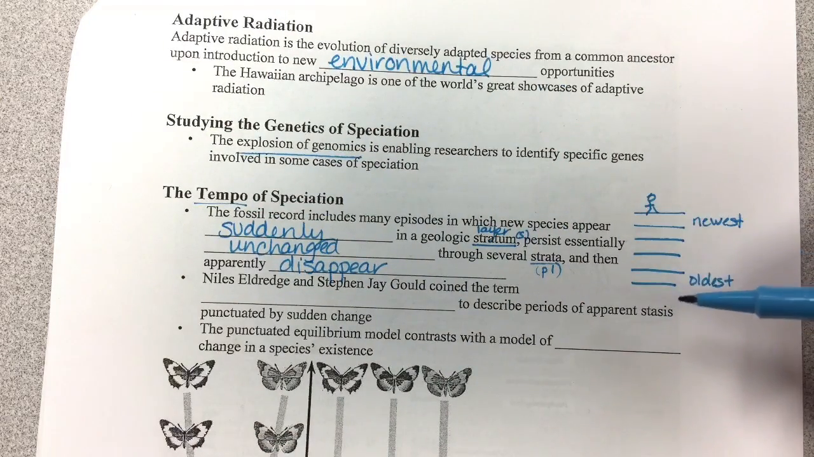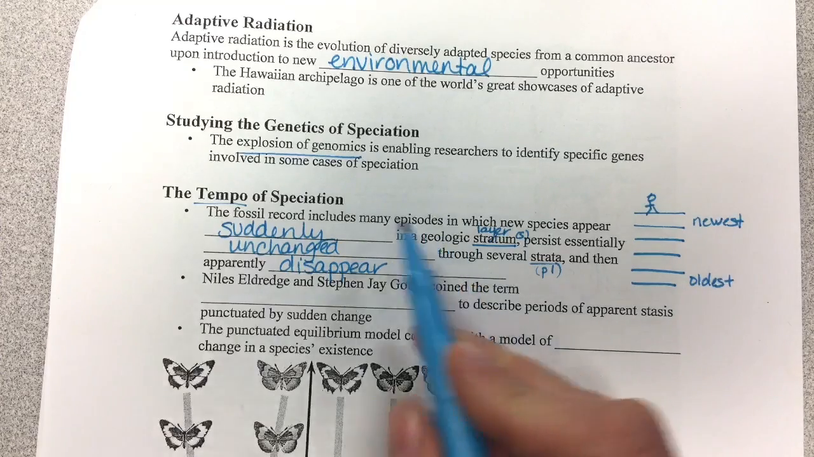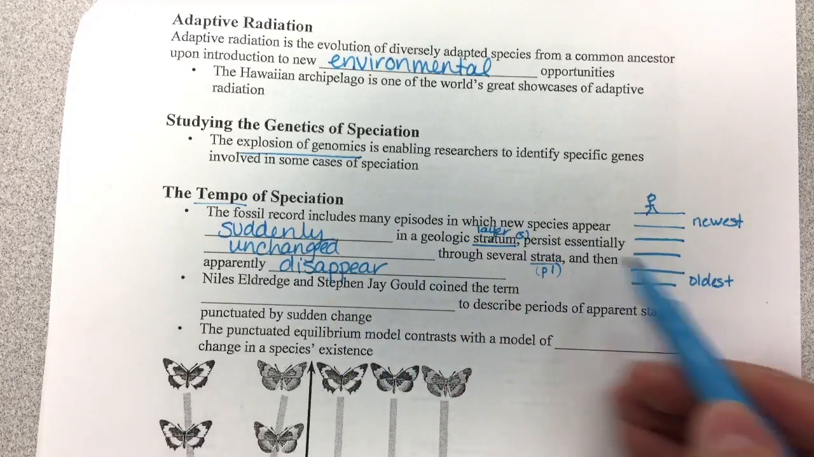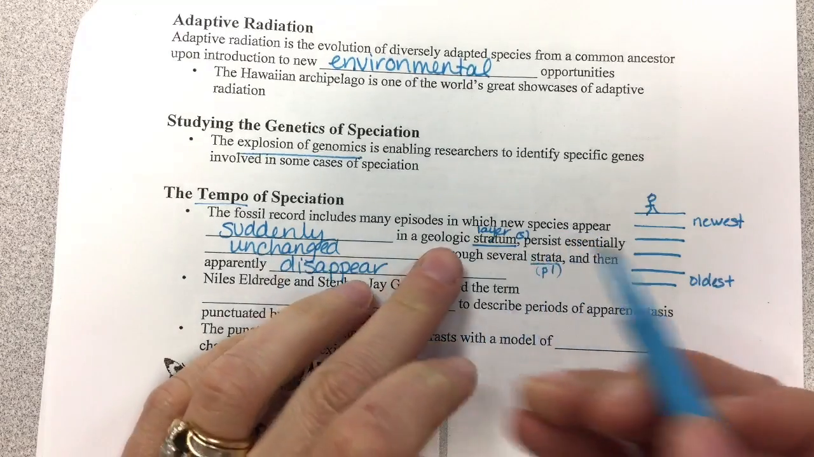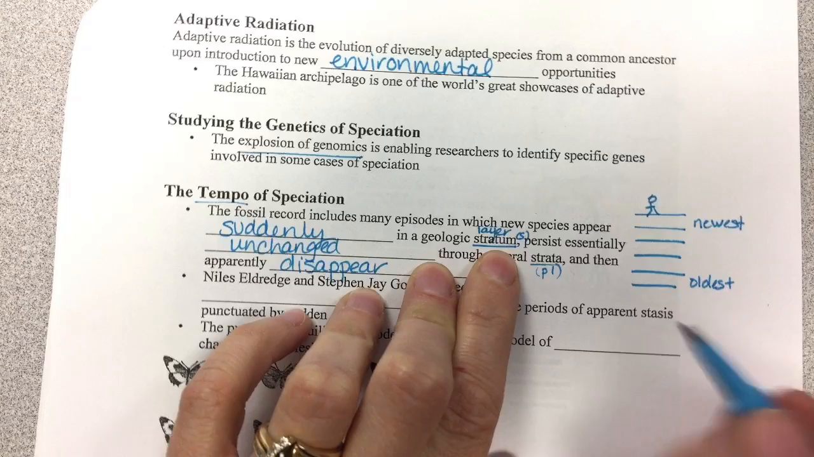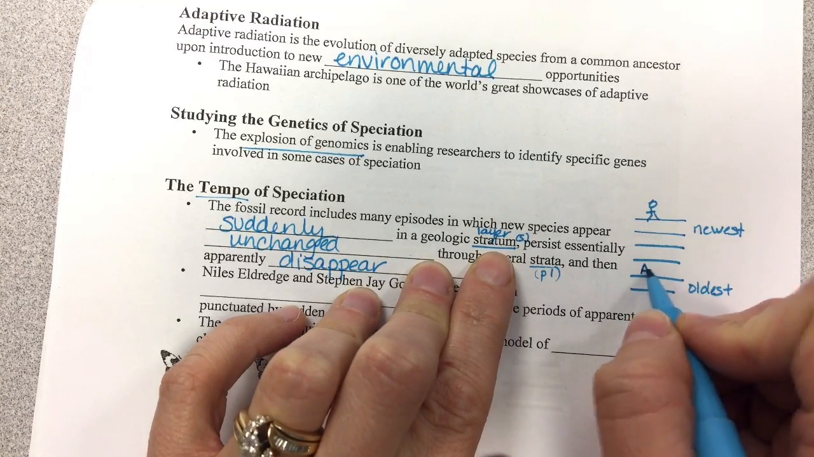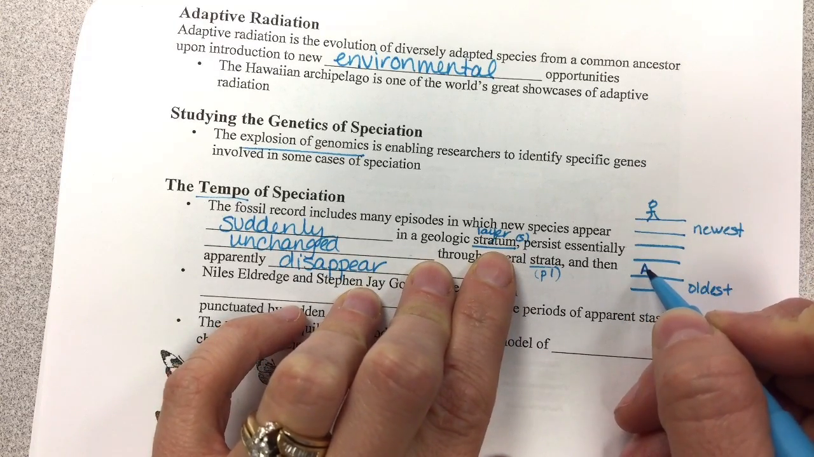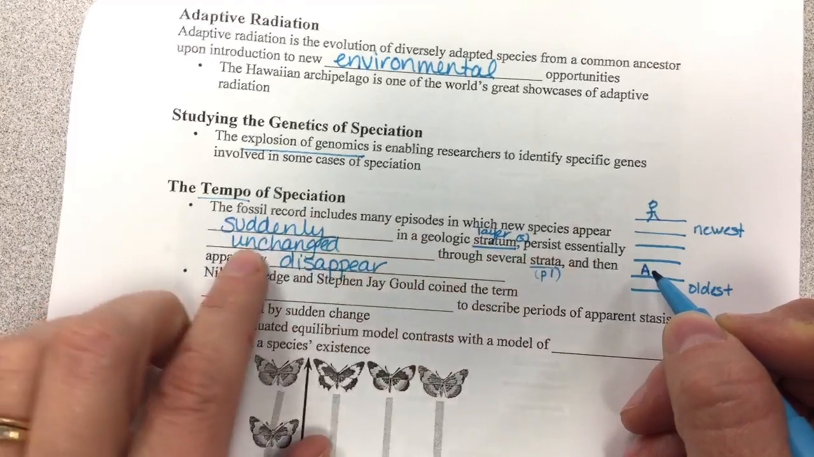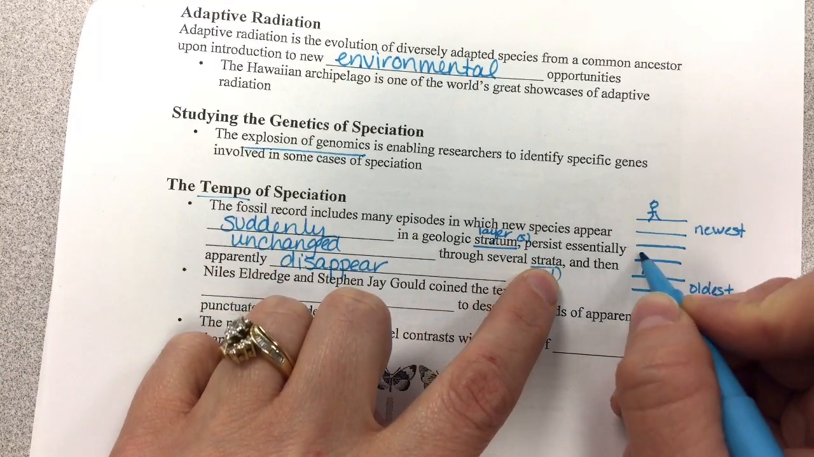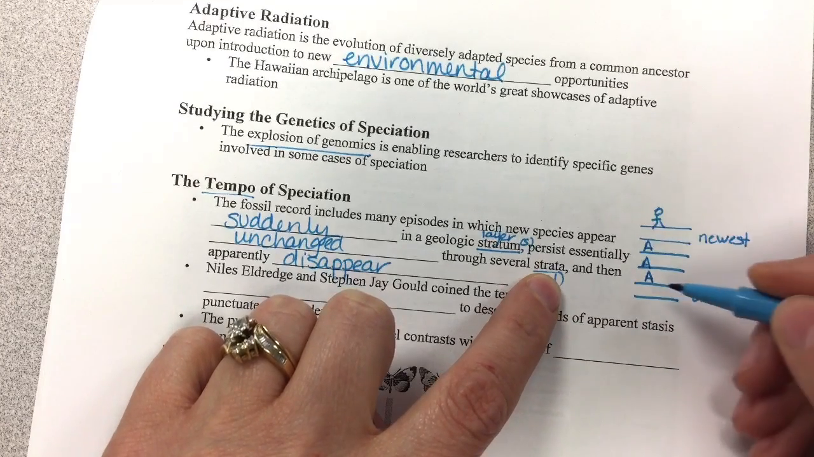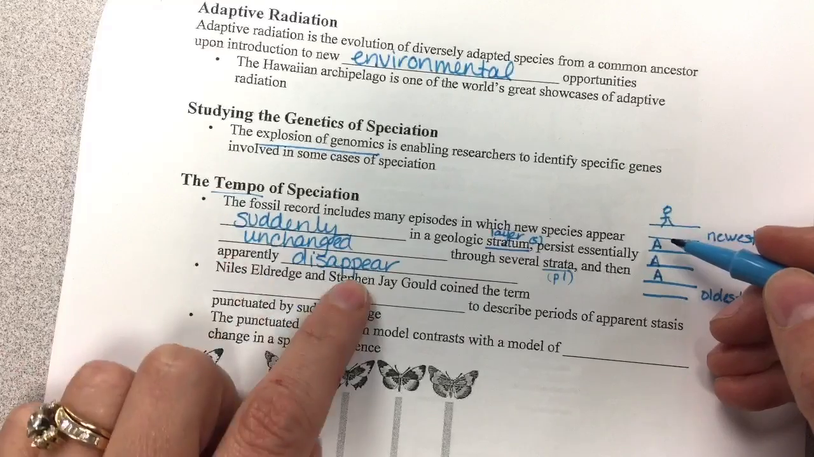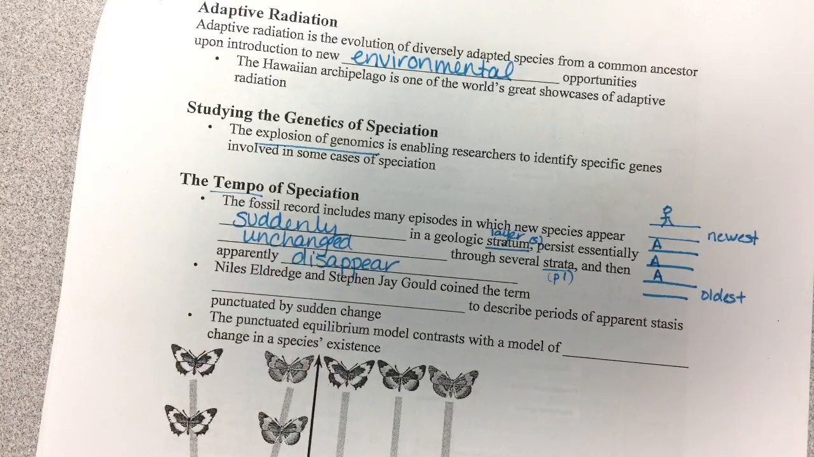So that's this here. What happens is it says that in the fossil record, we see new species appear suddenly in a geologic stratum. So let's say species A is right here. It's not in this one, and boom, it's in this layer. Persist essentially unchanged through several strata. So let's say it's unchanged here, so it stays, they look the same. The fossils through several strata, and then suddenly disappear. So they're not in that strata. All right, so that's what that means.